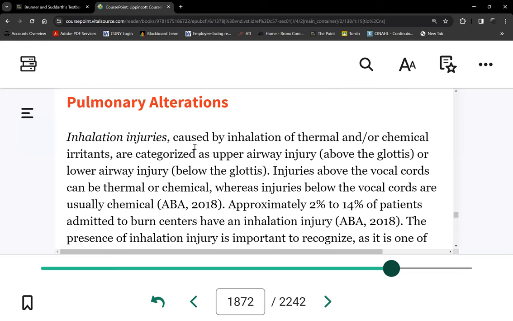So the patient, let's say, in a closed space, let's say a warehouse or an apartment building burned, there's going to be a lot of smoke there, right? So the patient may die. Will they die from the burn or from the smoke inhalation? The smoke inhalation will kill them first.